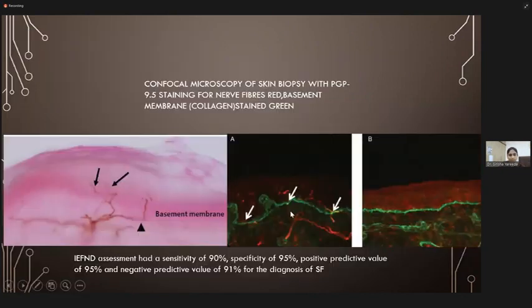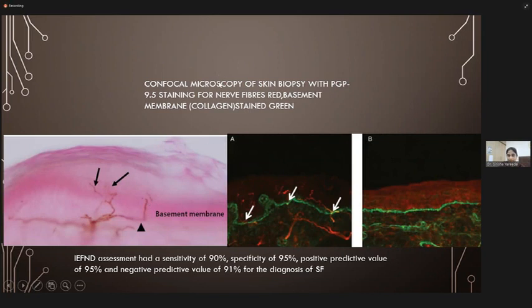Once the skin punch biopsy is taken, as I mentioned, there is a particular protein called PGP 9.5. This PGP 9.5 can be stained with its antibodies. Here you can see that on the routine stains, once stained with PGP 9.5, you can identify the dermal plexus, and from there, the branches of these small nerve fibers can be easily identified.